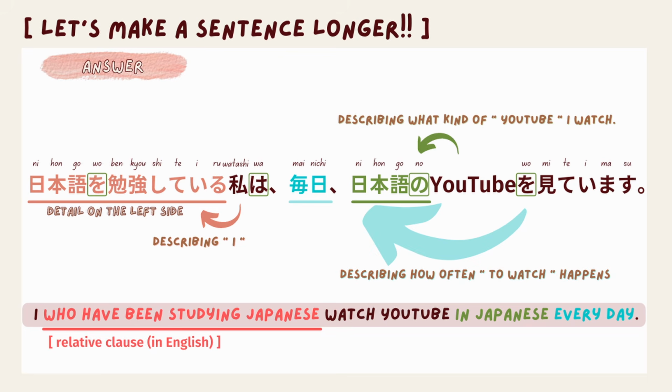Don't forget to add no, since 日本語 and YouTube are nouns. When you encounter long sentences, just take time to find out where is the subject, the main elements, and the details are. And remind yourself that the Japanese verbs go at the end and the details go to the left side. Now you guys know the very basic and important elements of the Japanese sentence structure. Let's move on to the next.